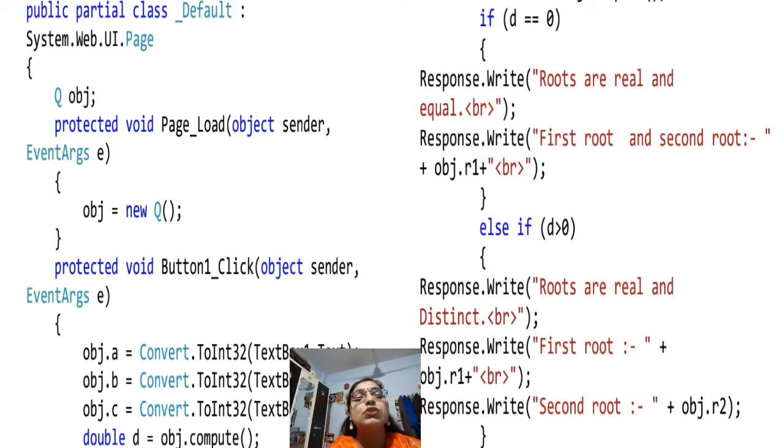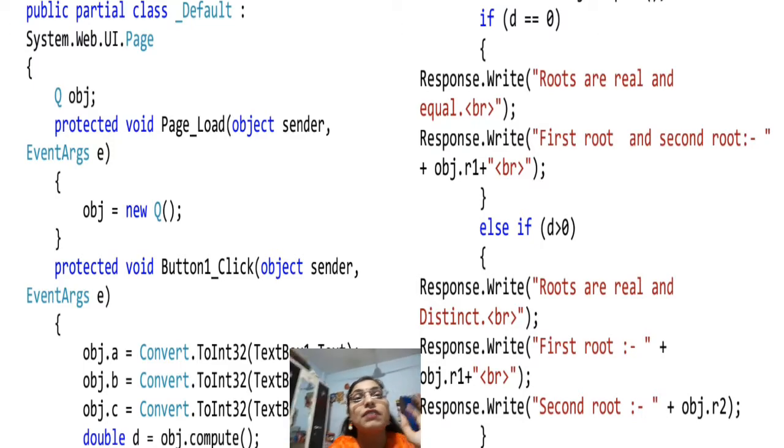So within page load you can create the object. After that, in the interface, after 3 text boxes, one button was there, right? So just double click on the button so that the button 1 underscore click event will appear. Okay, and in that particular click event, first step, that is in previous program, that is in class Q, we have just written the logic.